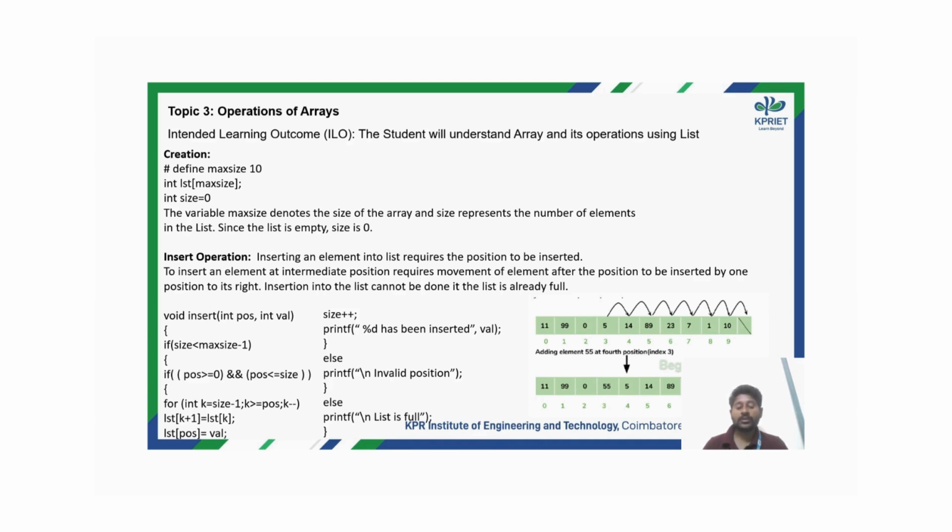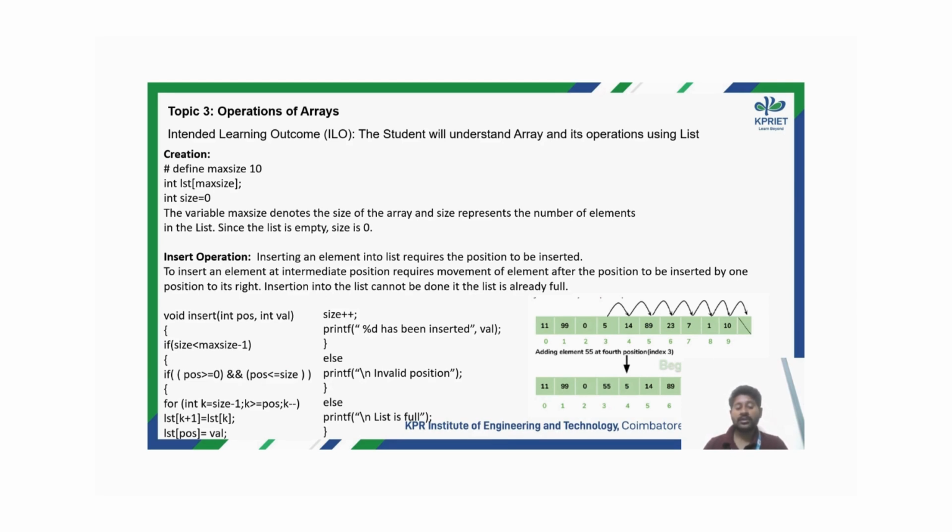In the for loop, what they are doing is int k equal to size minus 1, k greater than or equal to position, k minus minus. Say for example, take the max size as 10 and size as 5. You have to insert the element at the third position and the value is 5.